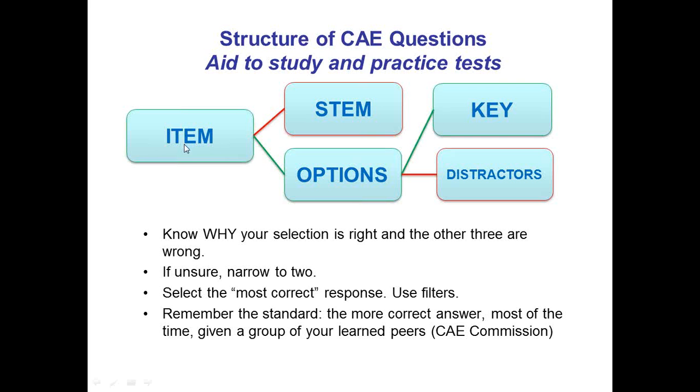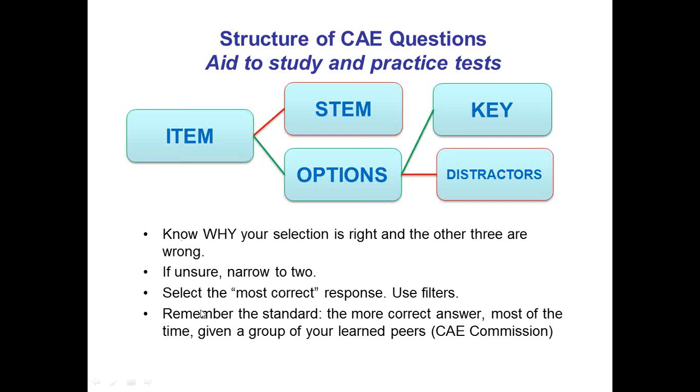So the idea is that every question has a stem, the core of it, and then some options presented, and you want to get to the key and eliminate the distractors. So maybe some of those distractors were what we saw earlier on that D&O question. But this little chart sort of helped me and sort of confounded me. But these were, I thought, kind of helpful. If you understand why your selection is right and the other three are wrong, you're going to be great.